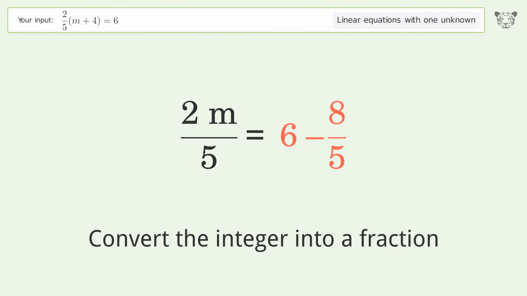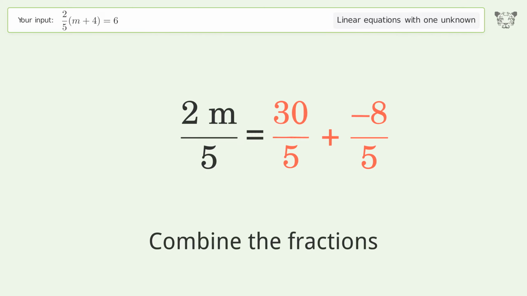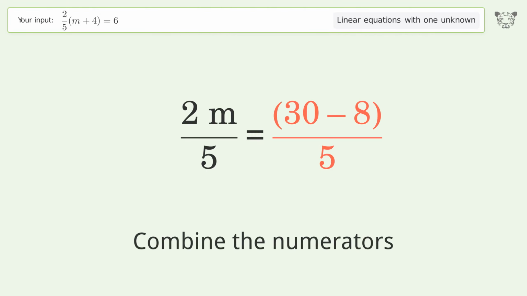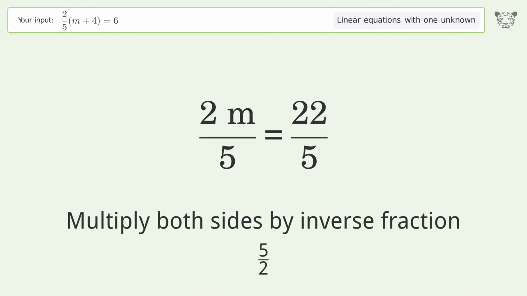Convert the integer into a fraction. Combine the fractions. Combine the numerators. Isolate the m. Multiply both sides by inverse fraction 5/2.